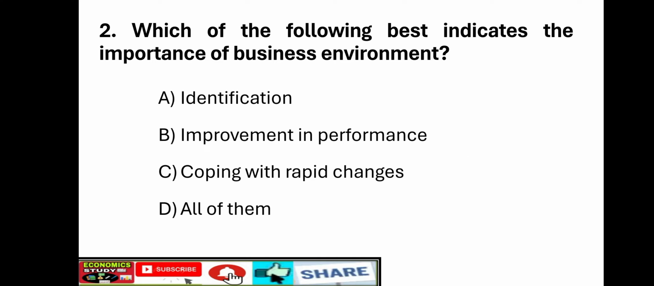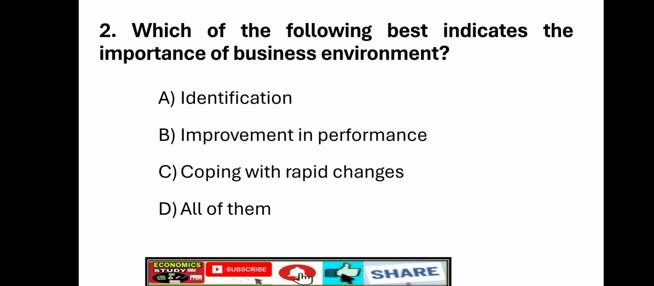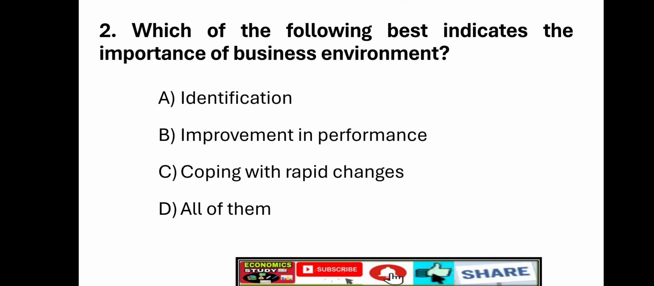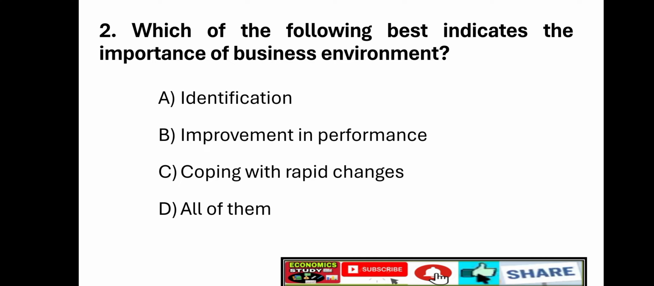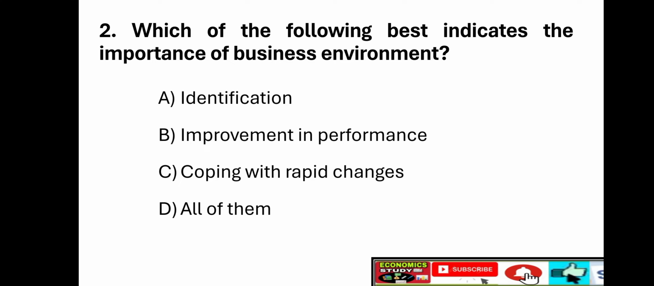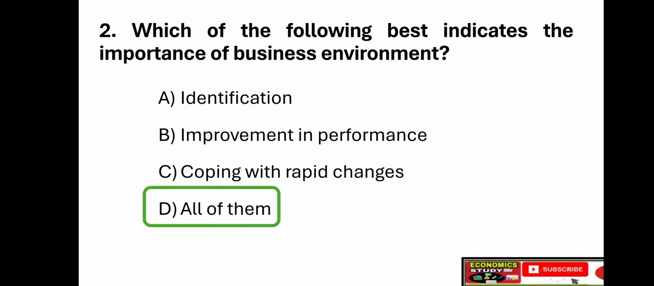Next question, question number 2. Which of the following best indicates the importance of business environment? Option A, identification. Option B, improvement in performance. Option C, coping with rapid changes. Option D, all of them. Right answer is option D, all of them.